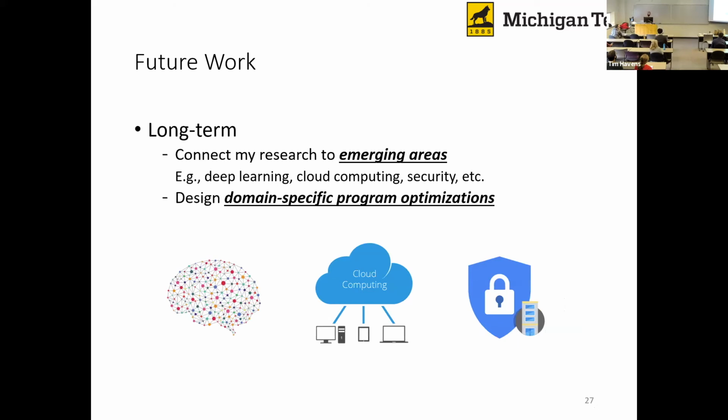And in the long run, I would like to connect my research to the frontier of other domains, such as deep learning, cloud computing, and security. And I also believe that, just like architecture design, to gain sustainable performance benefits, the future program optimization should be more domain specific.